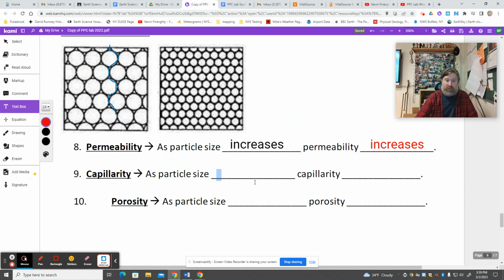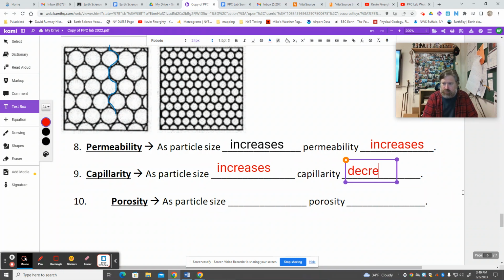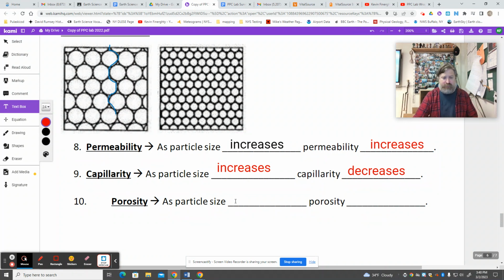Capillarity, as particle size increases. This one, a lot of people had good ideas with this. As particle size increases, what should happen to the amount of water that gets stuck to the particles? Well, there's more available surface with the small ones. There's more spots where the water can get stuck to, get attached to. So as particle size increases and those spaces get bigger, the capillarity decreases. Again, that's how it should work in real life. Your numbers may not reflect that. It's very hard to get this to work. It's just the design of it is not good enough, and our equipment's not good enough.